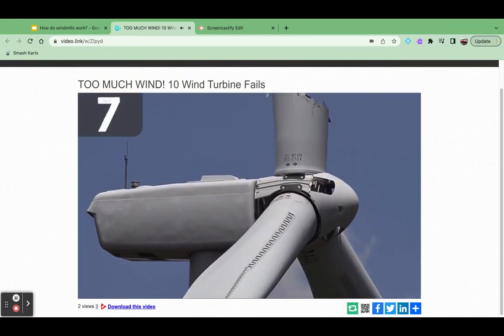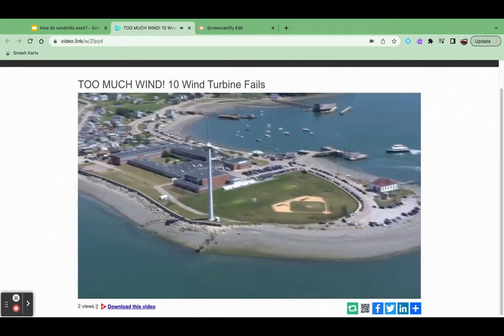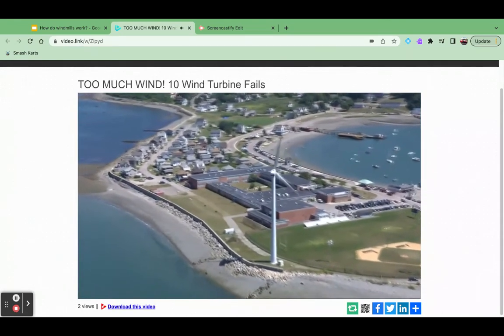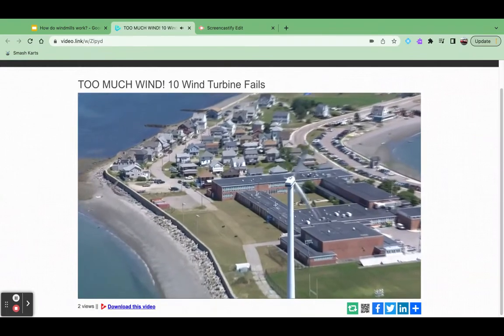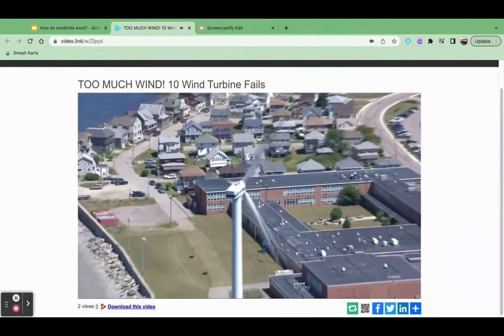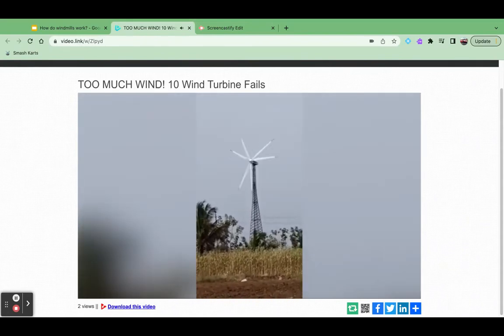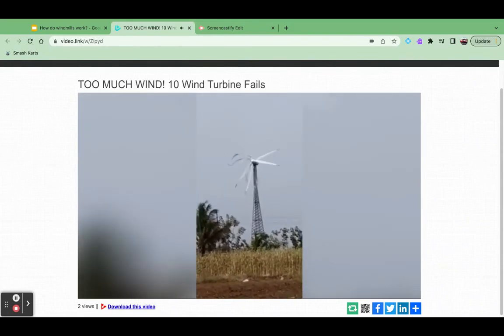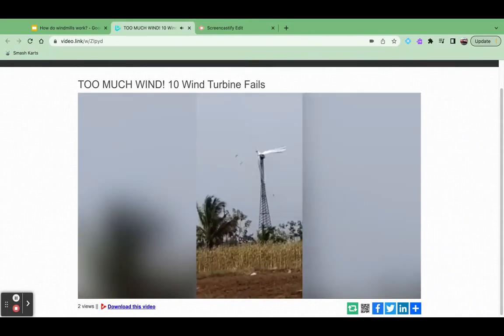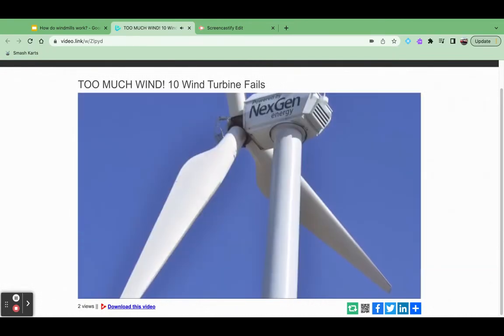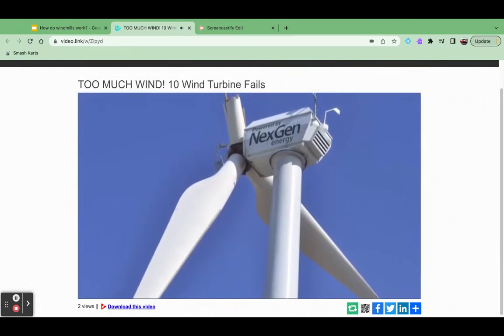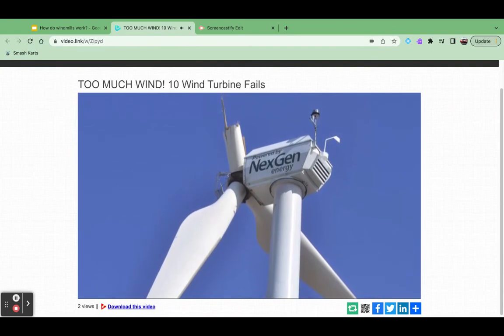Number 7. The Broken Blades of Perkins High School. In January 2009, a wind turbine at Perkins High School in Ohio failed when a blade became detached. The blade dislodged from the rotating hub, and a nearby parent who saw the failure quickly called the school authorities. Luckily, school was not in session at the time, and no one was hurt.